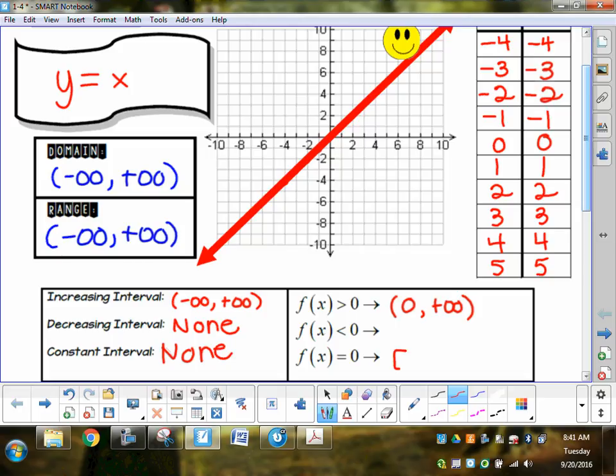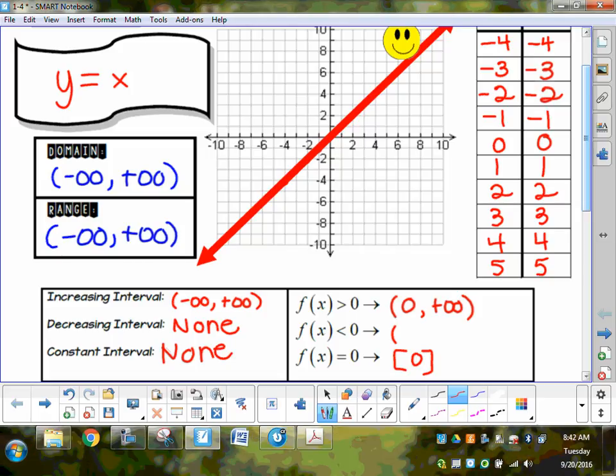Now, when is it less than 0? Hands up, please, if you can answer that. Over what interval, or for what x's, are the output values or y values going to be less than 0? What do you want to say? 0... You're so close. Lower bound, then upper bound. Not the other way around. So it's negative infinity up to 0. Lowest value, then higher value.